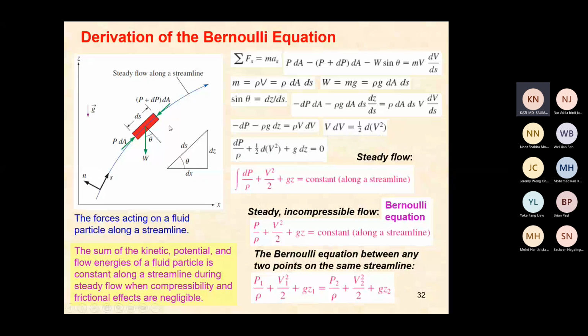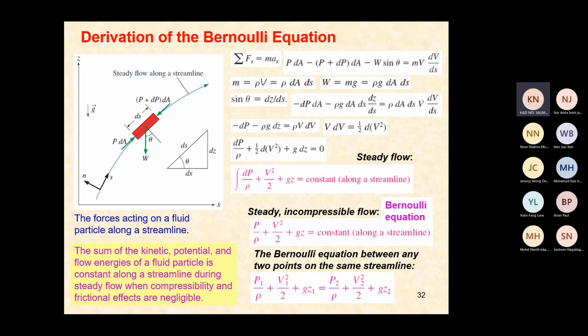We need to consider that component here, because the component perpendicular to the flow direction is what matters for the flow and the energy. So in this case, we consider the W into sine theta that is assigned there. That is the perpendicular, so it's sine by hypotenuse. So it's coming minus W into sine theta, which is equal to mv into dv by ds.